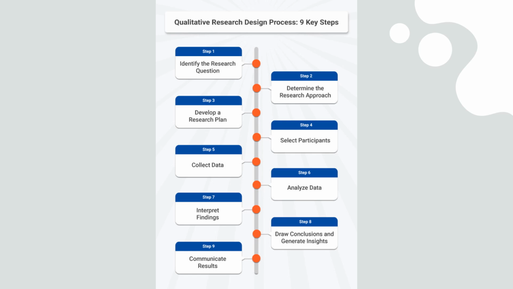Step 2, determine the research approach. So once you have your research question, you'll select the most appropriate qualitative research approach or design based on that question and your objectives. Consider the different types of qualitative research designs that we just discussed, like ethnography, phenomenology, grounded theory, narrative, action research, case study, and so on and so forth. Choose one that aligns with your research goals.